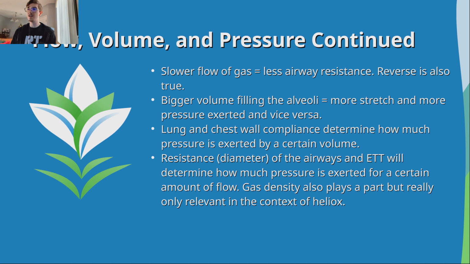certain amount of flow. If you have a wider tube, a wider airway, there is less resistance to a certain amount of flow. Gas density also plays a part in resistance, but that's really only relevant in the context of heliox, and we're not getting there yet, so don't worry about that one.